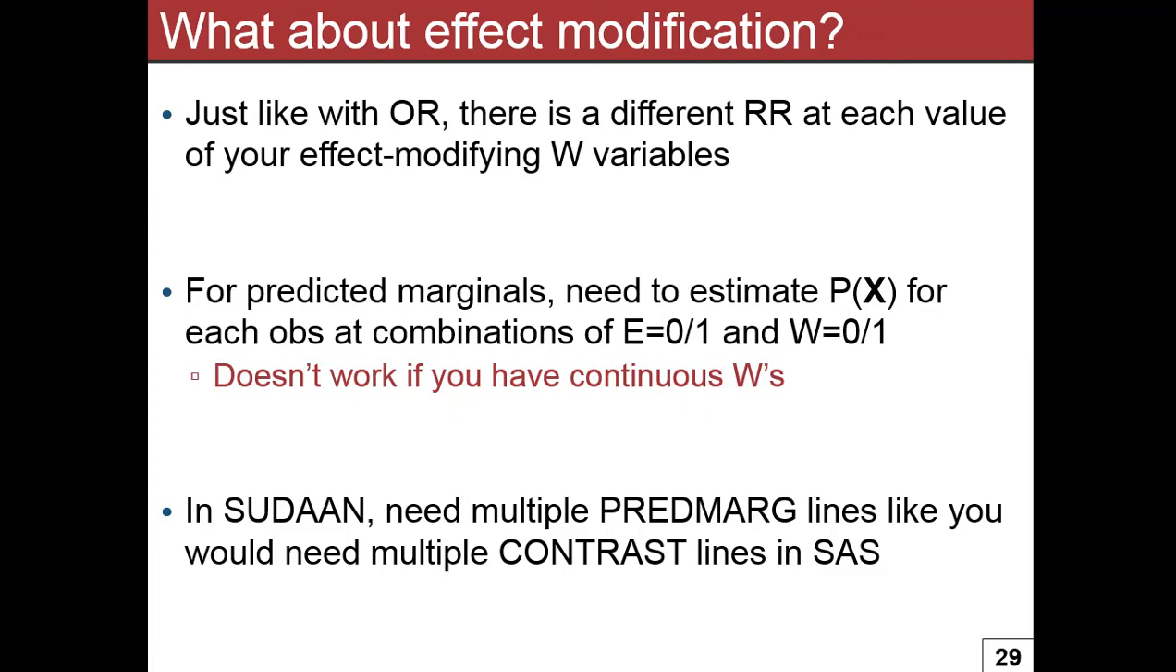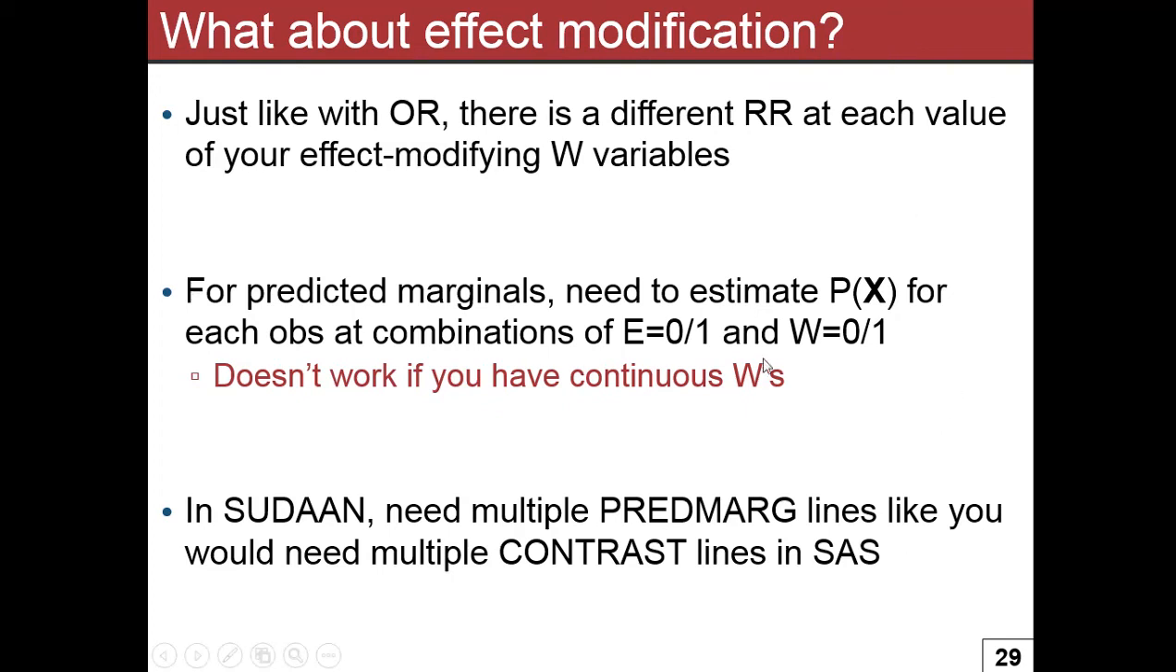Okay. With effect modification, this gets a little weirder, right? Just like with the odds ratio, there's a different risk ratio at each value of the W's. Remember, with the odds ratio, we had to specify the effect modifiers because the effect is modified by the W, so you have to actually specify the value of the W. You need to do the same thing with risk ratios. The risk ratio, when you have a product term in the model, is going to change as a function of this W variable. Same business. So it will work. SUDAAN will let you do it.